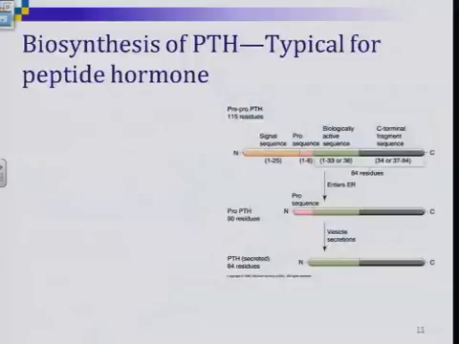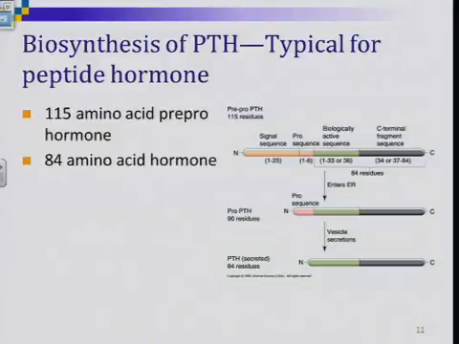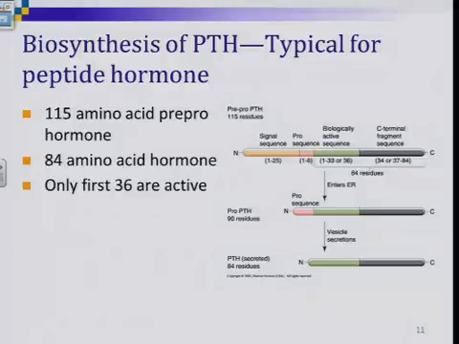So the biosynthesis of parathyroid hormone is pretty typical for a peptide, which is what parathyroid hormone is. Pre-pro-parathyroid hormone is 115 amino acids. It is processed down to an 84 amino acid mature hormone. But interestingly enough, only the first 36 amino acids of that hormone are active. So if you cut down parathyroid hormone and inject it into someone, you get the full activity with just those 36 amino acids.